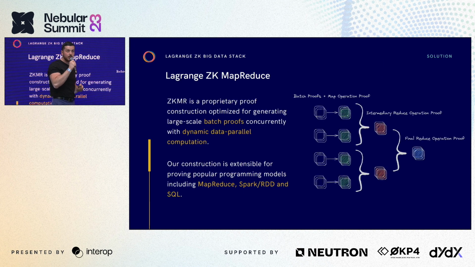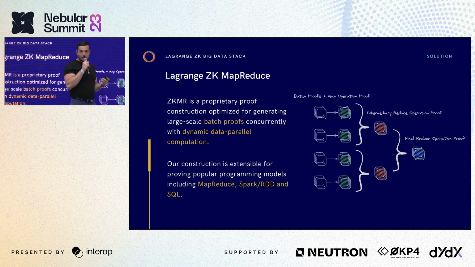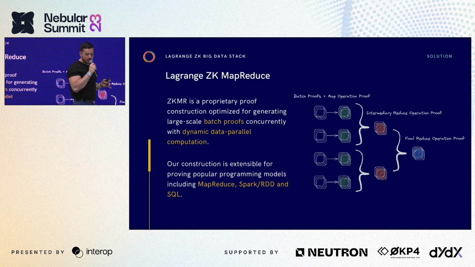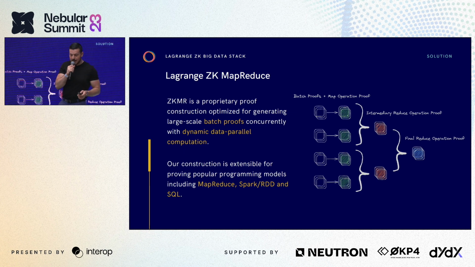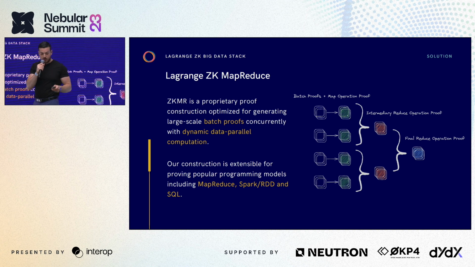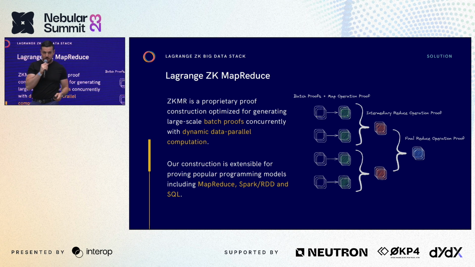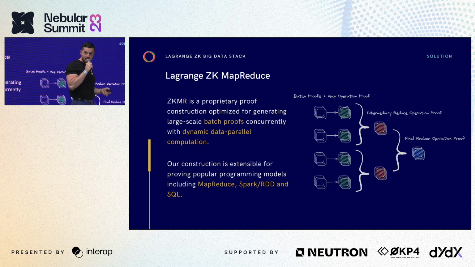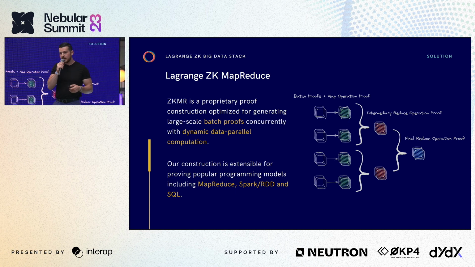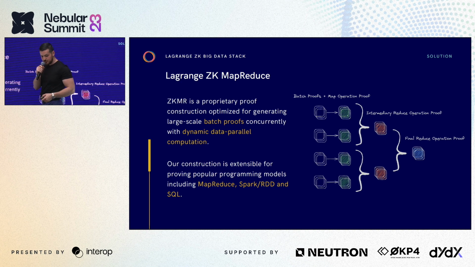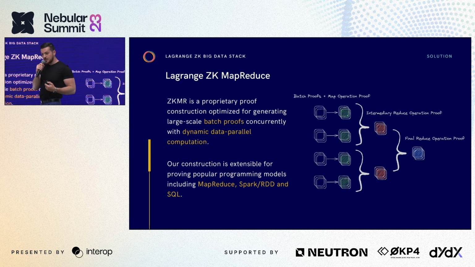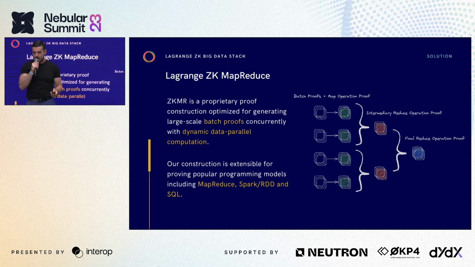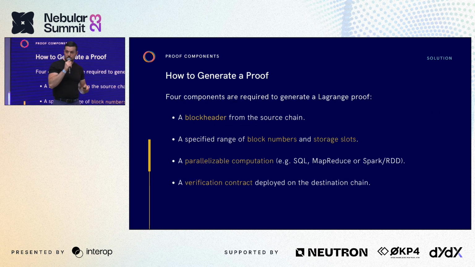And so this is where we get to what our team at Lagrange Labs builds. What we build is a proprietary proof construction called ZK MapReduce, which allows us to compute large-scale batch proofs of contract state concurrently with dynamic data parallel computation. That's a mouthful, but what this allows you to do is to derive the on-chain properties that are intrinsic to your application trustlessly without incurring additional off-chain dependencies, by doing all of this in zero knowledge and then verifying that on-chain with respect to a secure block header source.